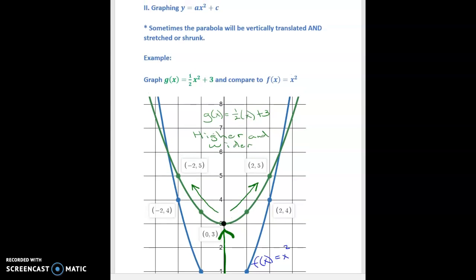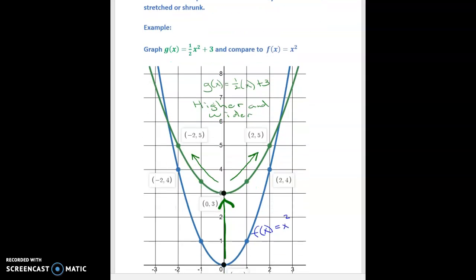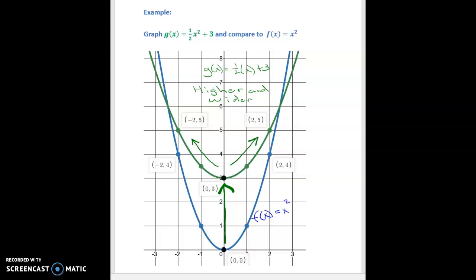So graphing y equals ax squared plus c. Sometimes the parabola is going to be vertically translated and it's going to be stretched or shrunk. Okay, so in this example, I am doing that in my new g of x. As you can see right here, it's 1/2 x squared, and we saw from the last lesson that a number between 0 and 1 is going to be a vertical shrink, which means you're flattening out the parabola, which makes it wider.